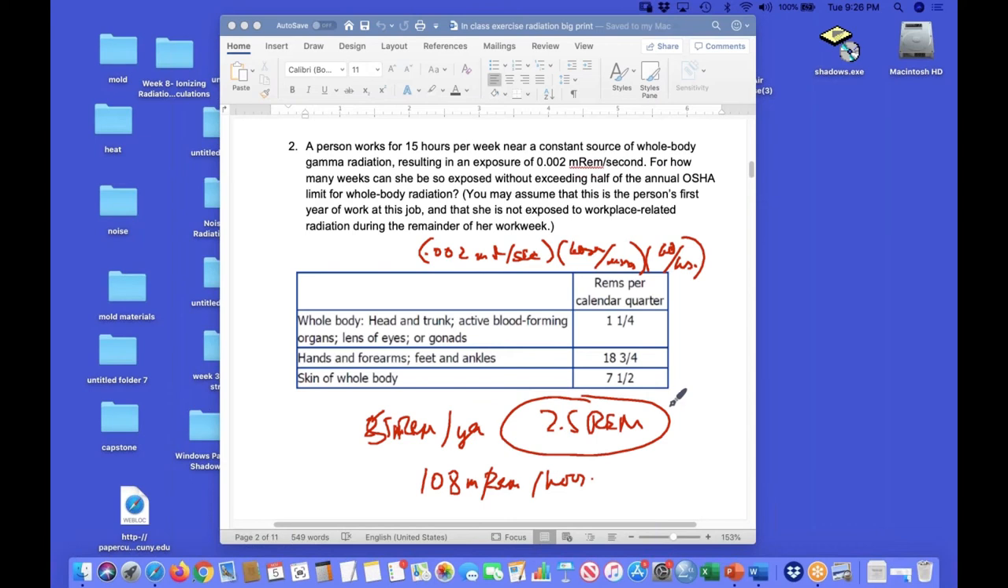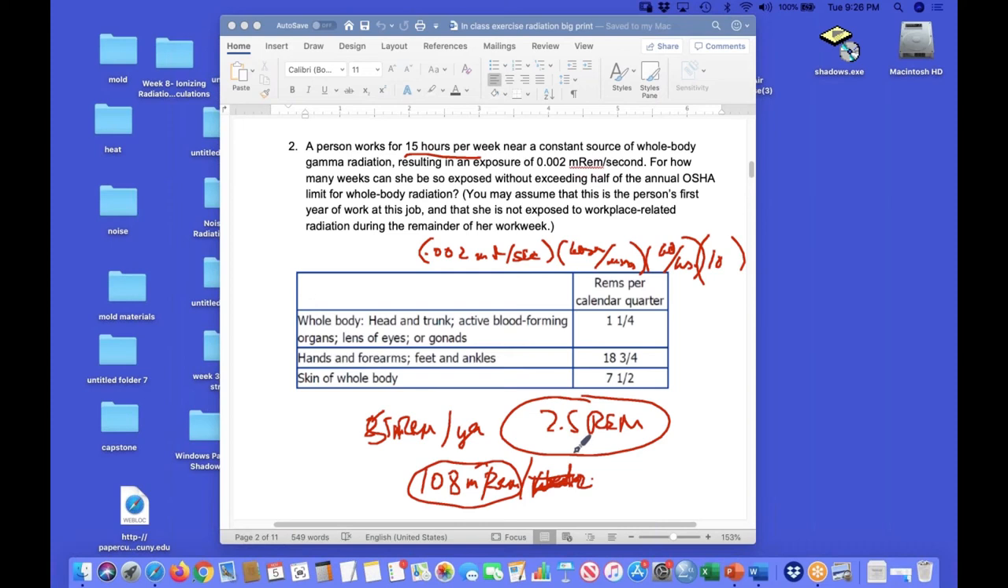That seems like a lot, right? Per week? Okay, how many hours in a week? Oh, that's right. We said 15 hours per week. Okay, times 15, and that's 108 millirem? I'm taking your word for this. Yes. Okay, good. That's per week.